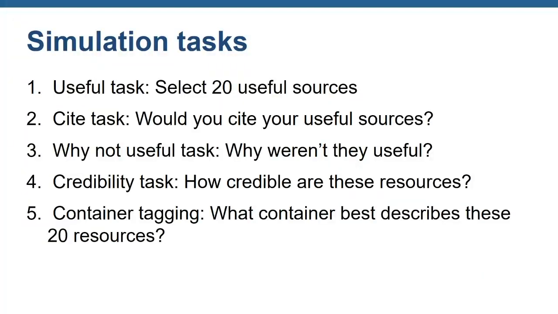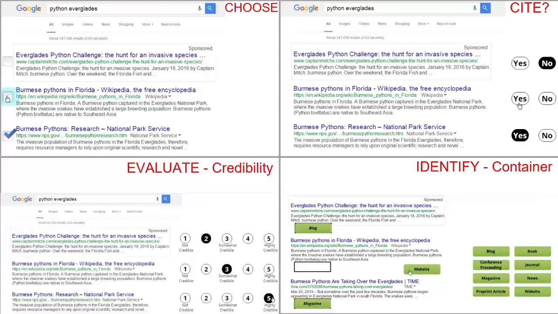So we asked them, was this useful? Would you cite this for one of your research projects? Why were they not useful? How credible are these? Why? And then we talked about the container and asked them, what is this container?